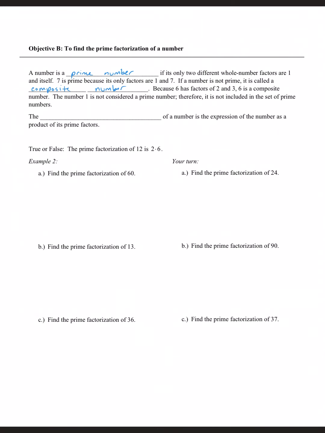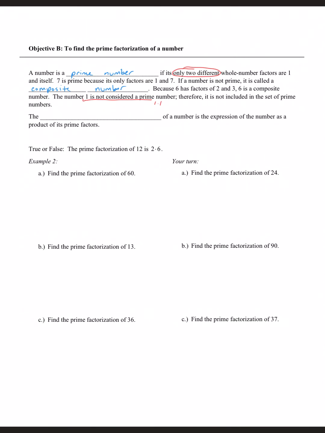Let's talk about that for a second. The reason why the number 1 is not considered a prime is because you'd have to multiply 1 times 1 to get 1. A prime number states it has to have only two different whole number factors, whereas 1 times 1 is the same number. That's why it's not prime. Okay, let's look at the next thing here.